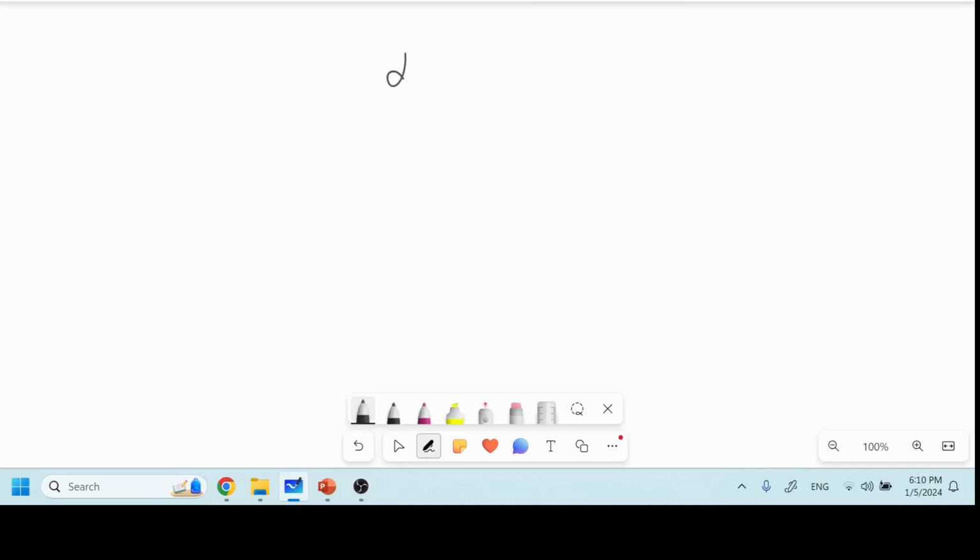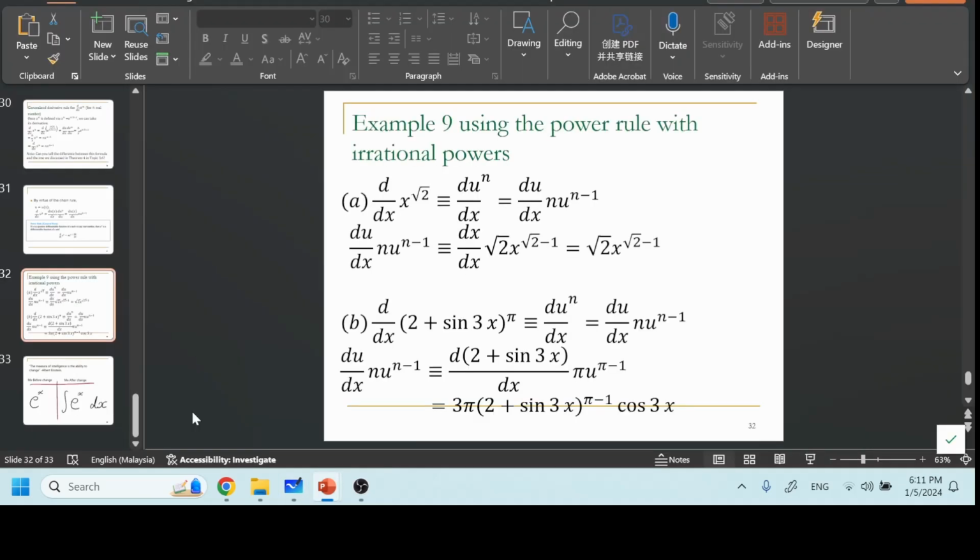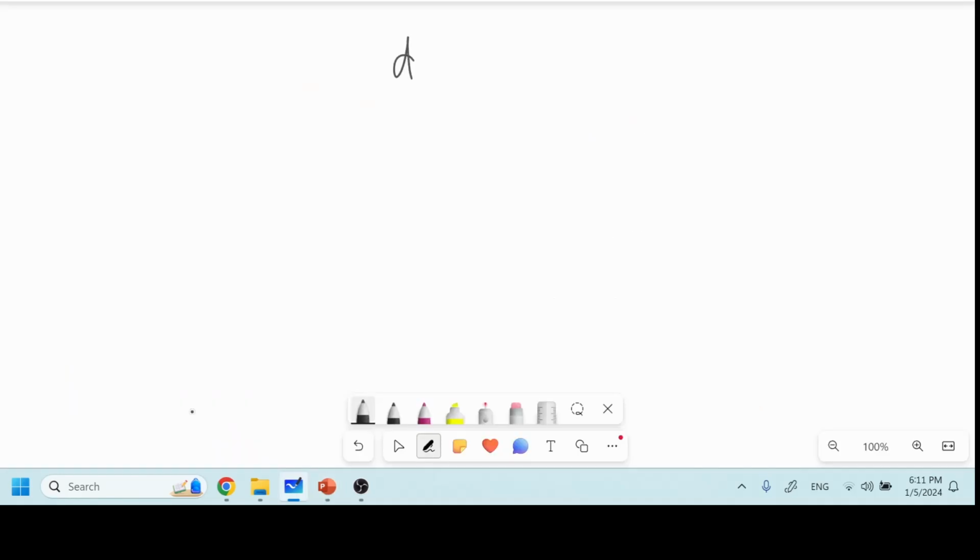So now the conclusion is simply that the derivative of a function of x raised to the power of n is simply equal to n times u^(n-1) du/dx. We will look at two examples on the derivative of the generalized power function. We are asked to calculate d/dx of x raised to the power of square root of 2.